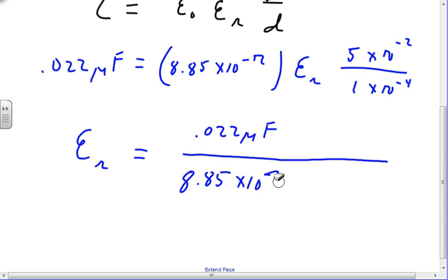Oh, and I was doing so well too. Minus 12 divided by, okay, this is minus 4. It goes up there. That makes it a plus 2, so it'd be 500. All right, so now it's time to break out the calculator. 0.022 EE minus 6 divided by 8.85 EE minus 12 divided by 500.